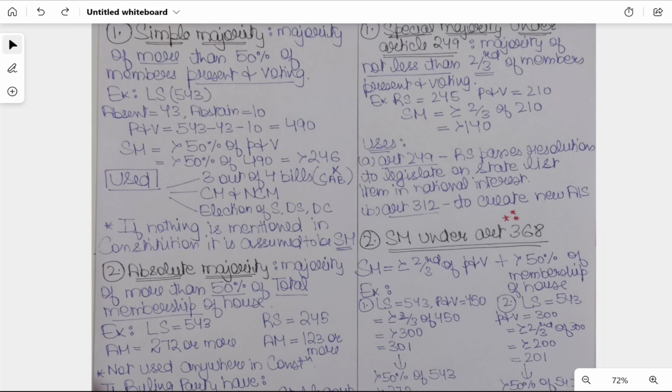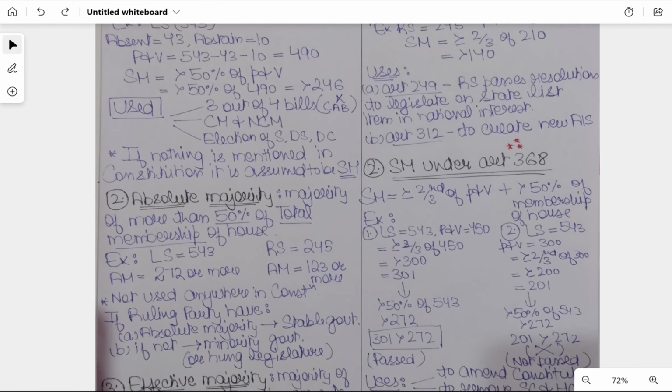I have not written the full forms. You can write them while preparing your notes on the side. Try to make it in a single page like I have done, and just add the names in the extra space that you have. After that, if nothing is mentioned in the Constitution, it is assumed to be simple majority.